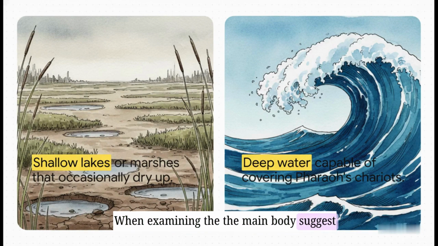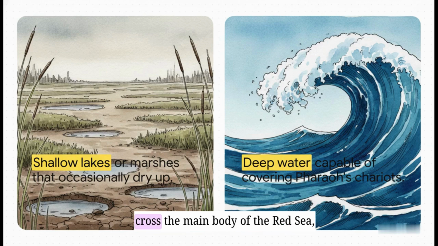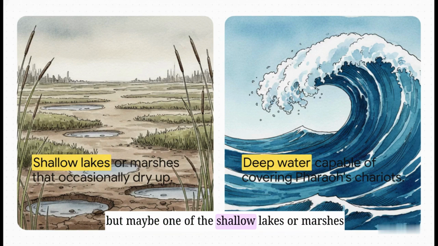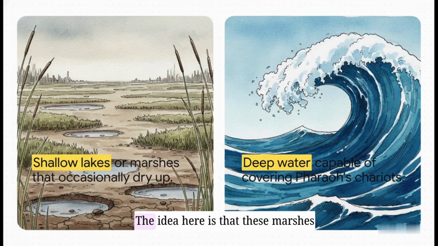When examining the event, some suggest the Israelites didn't actually cross the main body of the Red Sea, but maybe one of the shallow lakes or marshes just north of it. The idea here is that these marshes might dry up at certain times of the year, or maybe a smaller branch of the sea was just shallow enough to wade across.